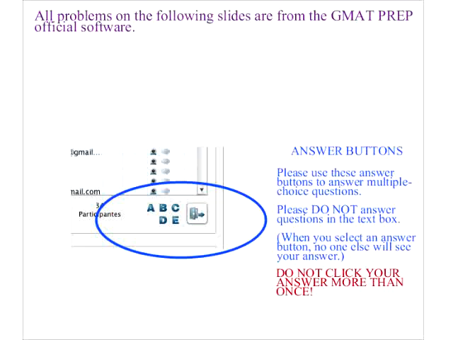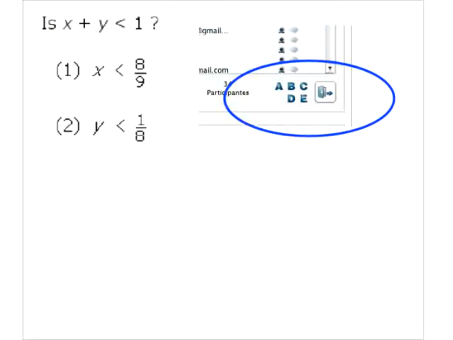Let's look at some problems on inequalities. So all of the problems are from the GMAT prep software with the exception of one problem. So we'll see that one a little bit later in the session. But there is one problem that I made myself. The rest of the problems are all from GMAT prep. So here's the first one. Remember when you do these things, please use the answer buttons and we'll get going.